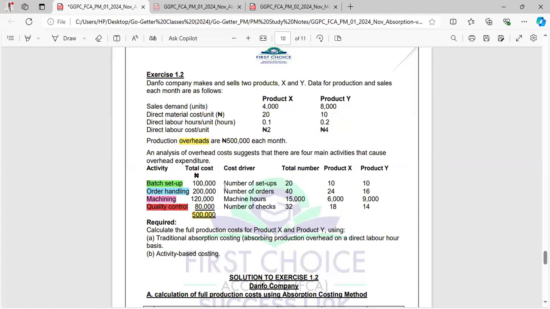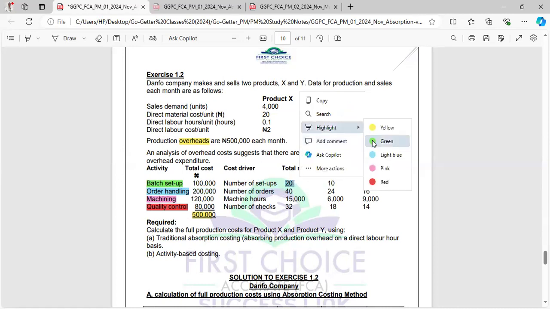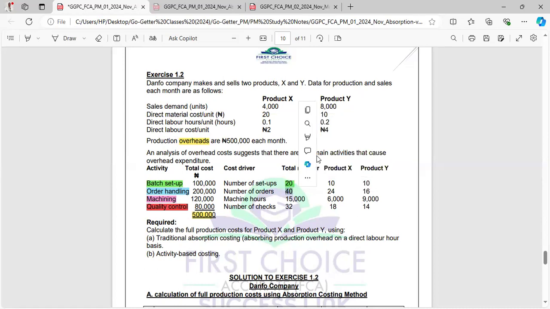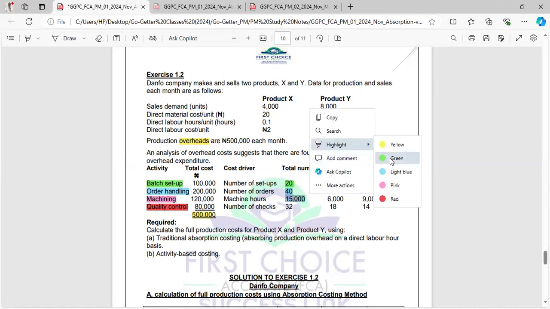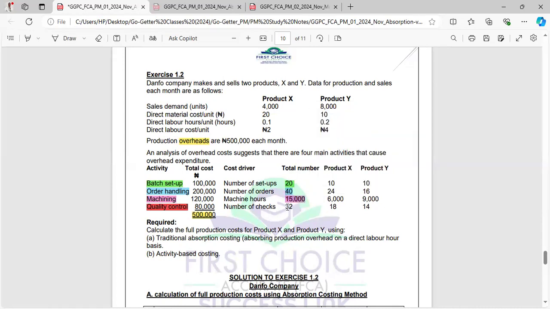Now you can see the cost drivers. Look at the activities that drive the cost here, 4 of them. Look at the cost drivers. Look at the total number of level of activity of the cost drivers. So for number of setups, we have 20 as the total. For order handling, we have how many there? We have 40. Machine hours. How many machine hours do we have? We have 15,000. And number of checks, how many did we have? We have 32. So that's what we do here.